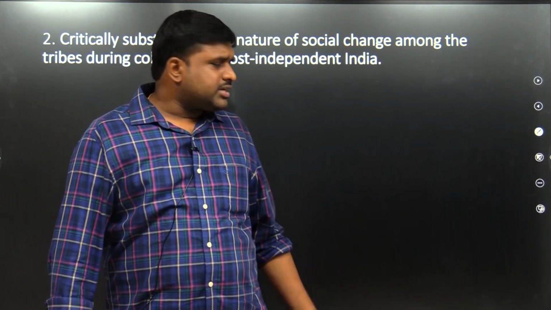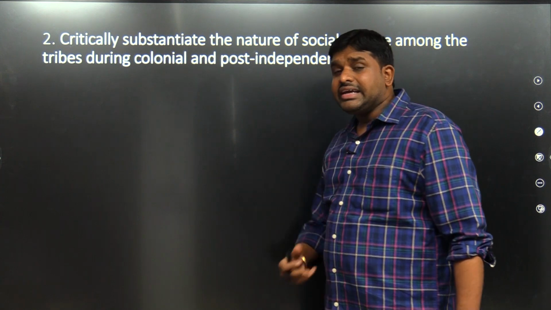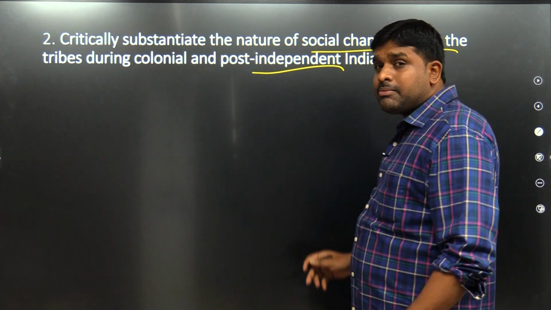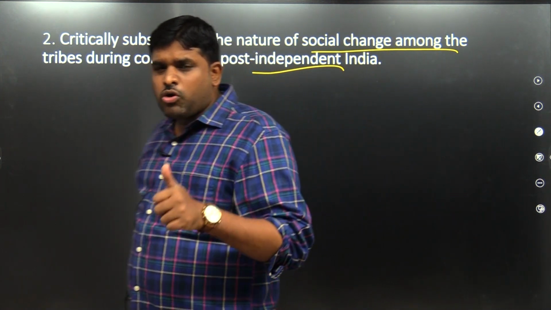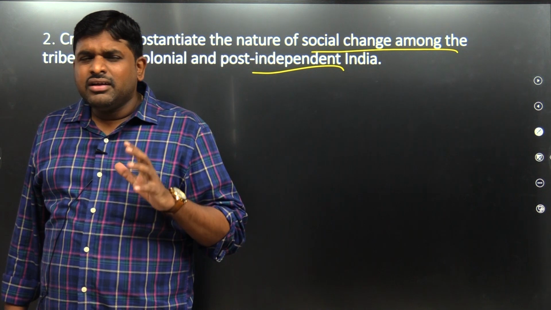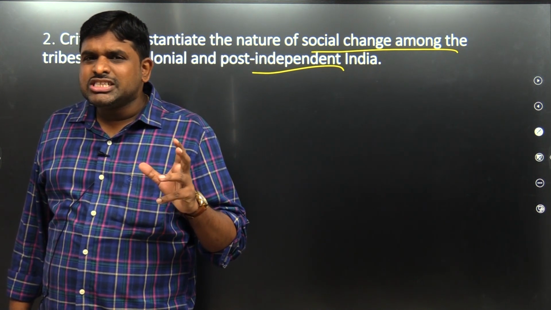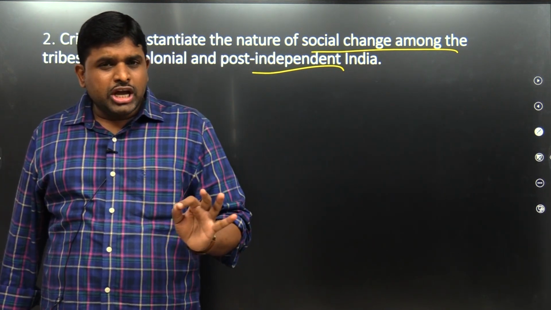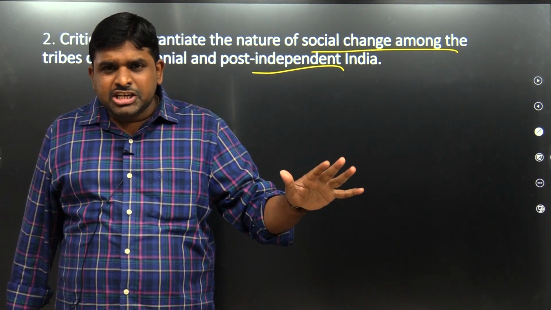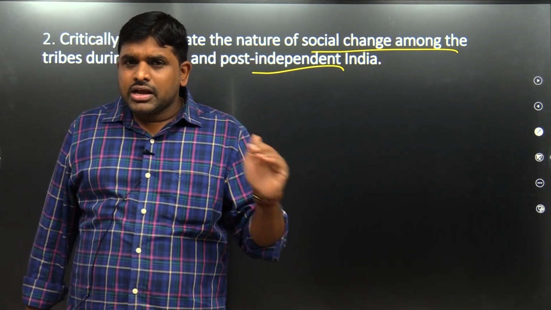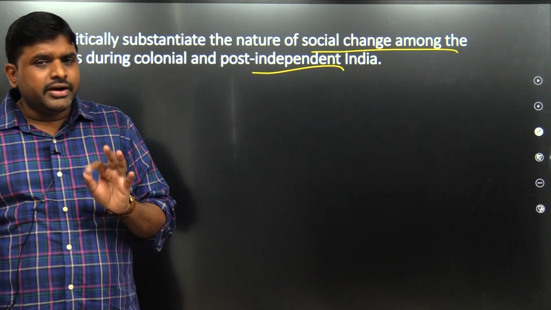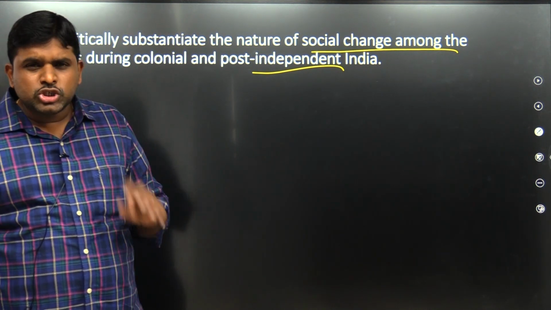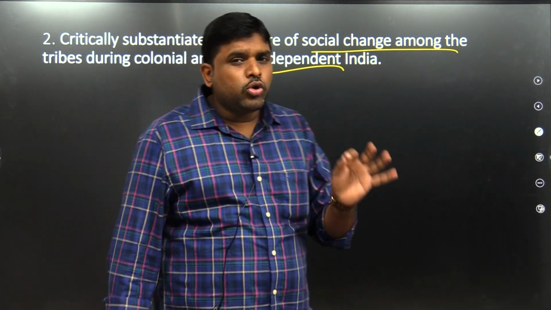Number 2, the second question, is to critically substantiate the nature of social change among the tribes during the colonial and post-independence era. Nirmal Kumar Bose explained the social change among the tribes in three contexts: pre-colonial, colonial and post-colonial, meaning before the British, during the British, and after the British. However, the question is about the colonial and post-colonial.